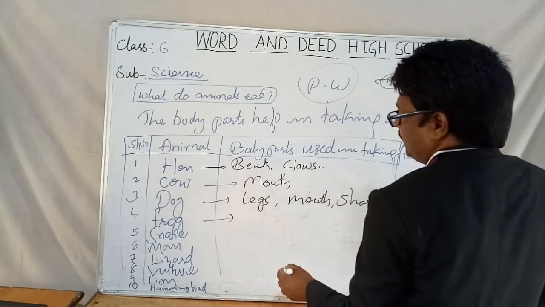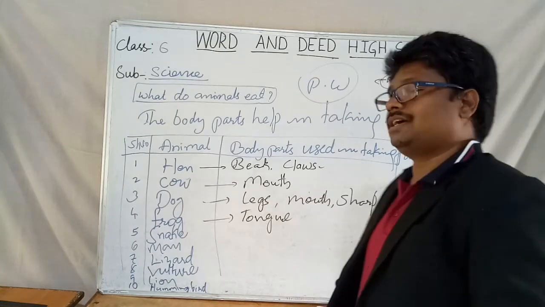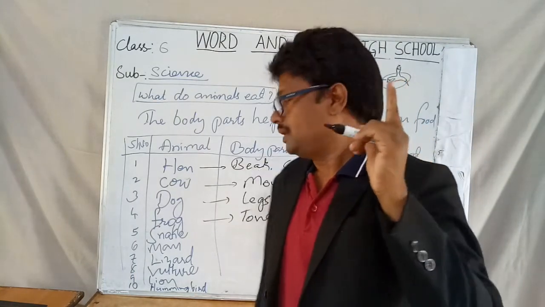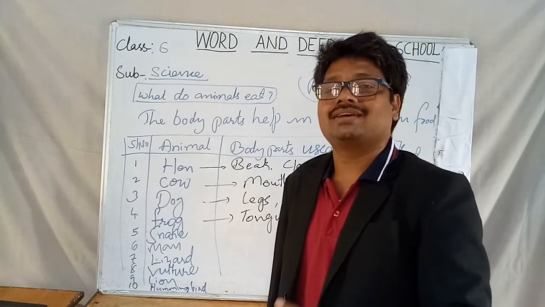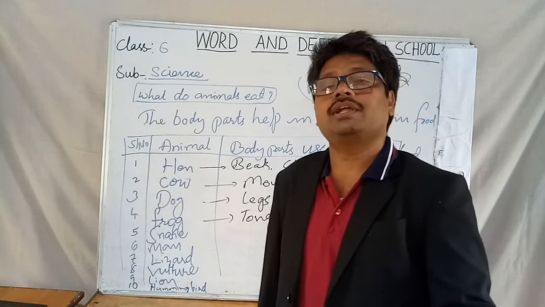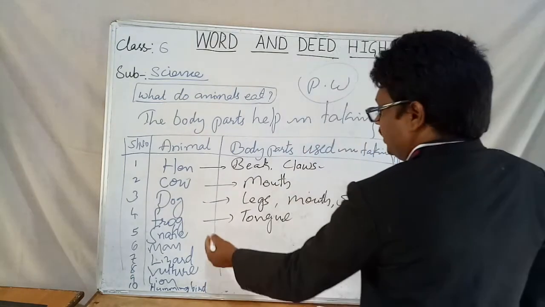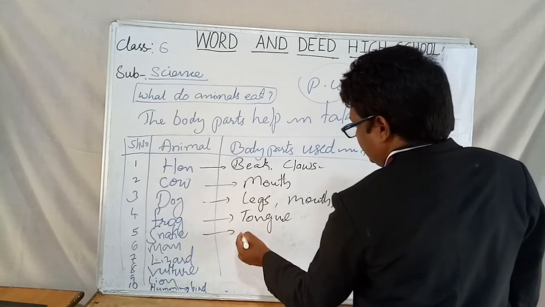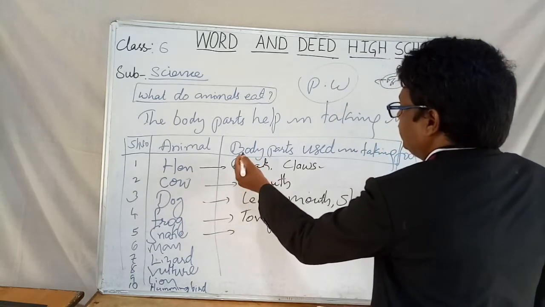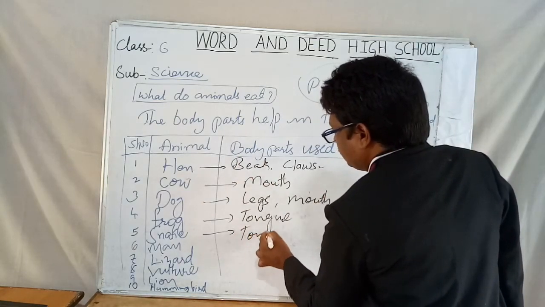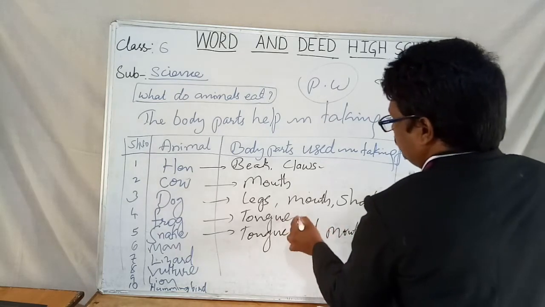Next, frog. Long tongue. Of course, the tongue is a sense organ, but the tongue is also helping the frog in collecting the food. The frog doesn't use its legs or any other body part in collecting its food. We are talking only about collecting the food, not finding food. Collecting and taking in food. And snake. The snake uses its body to crawl first, but in taking food it uses its tongue and mouth. The frog also uses its mouth.